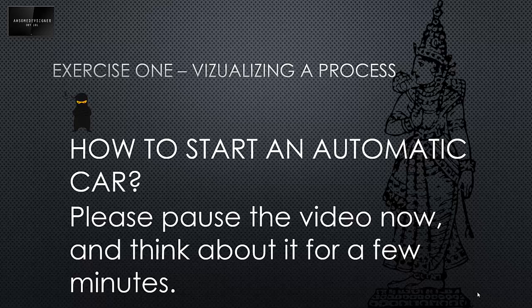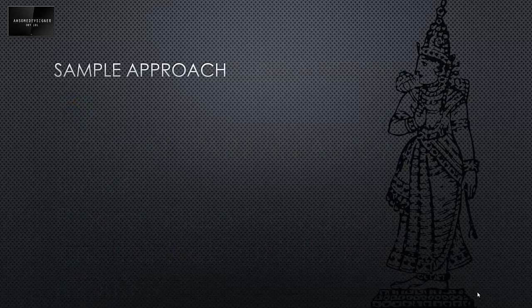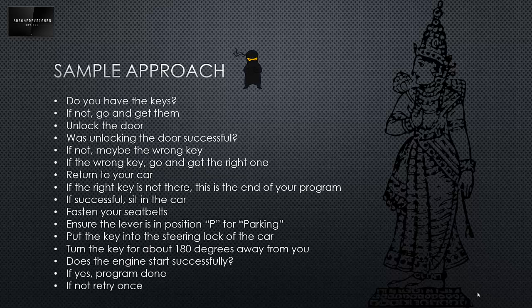Welcome back, and I'd like to show you my sample approach that I have used. So these are the steps that I have visualized, and it includes whether you have the keys. If you don't have the keys, go and get them. Unlock the door, and was the unlocking of the door successful or not? If not, maybe you have the wrong key, and if you have the wrong key, go and get the right one, then return to your car. And if the key is not there, this is the end of your program, because you are unable to start the car in a legal way.